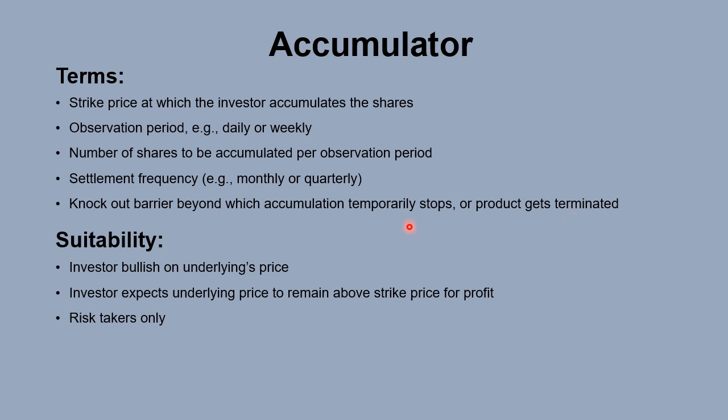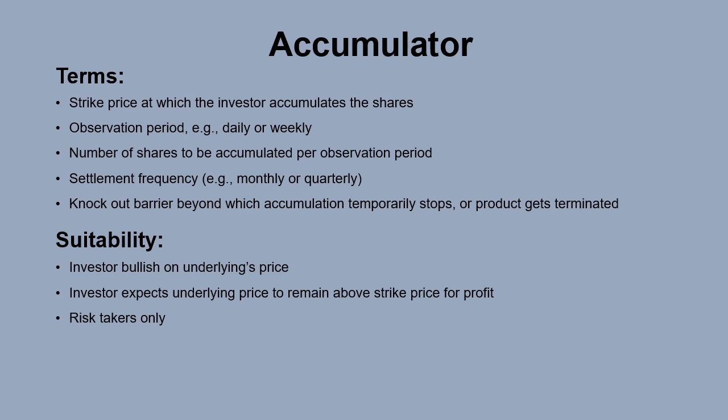Let's look at the suitability and the features of accumulators. It is obvious that the accumulator is suitable for an investor who is bullish on the underlying price. At the least, he expects the underlying price to remain above the strike price so that he can make a profit. Moreover, accumulators are for risk takers, not risk-averse investors, because the downside protection is not there and there could be significant losses.